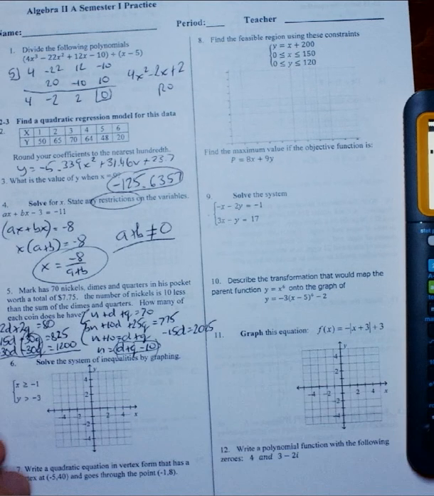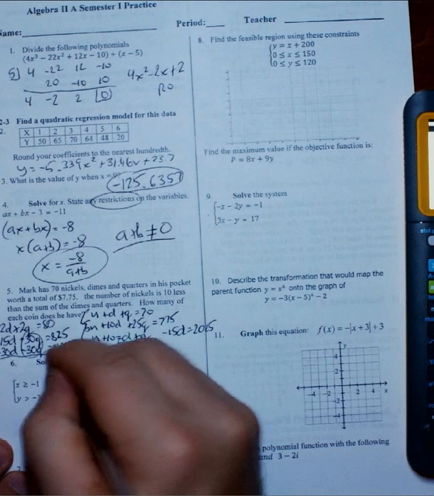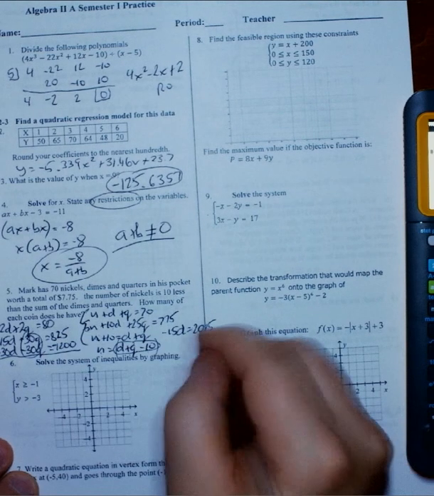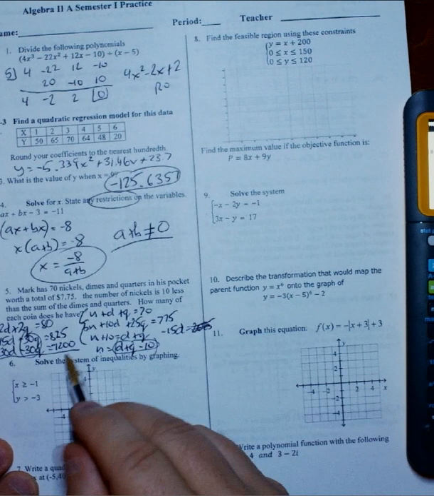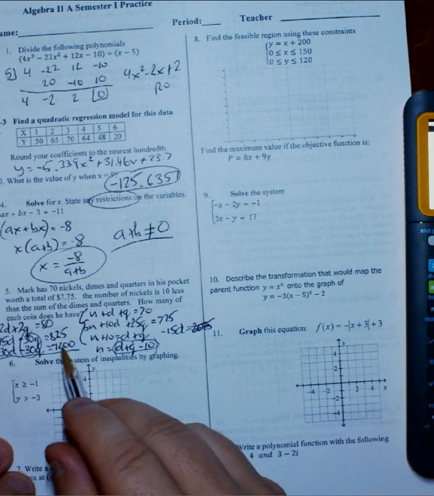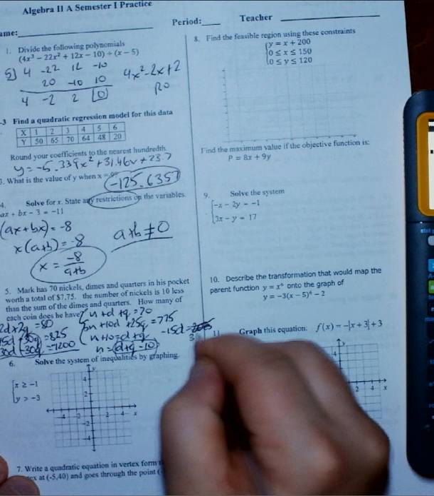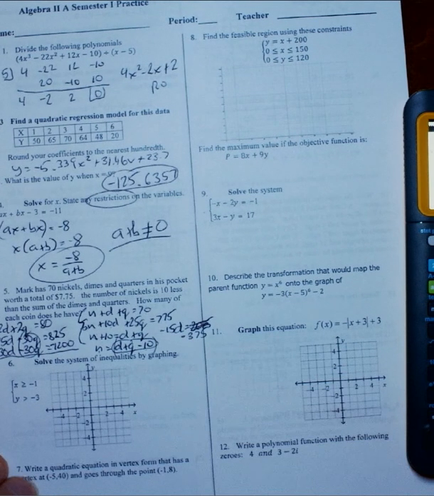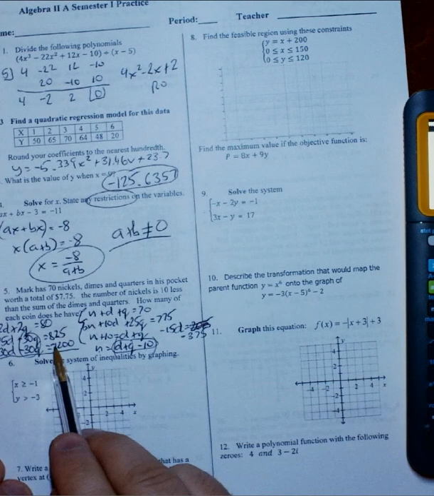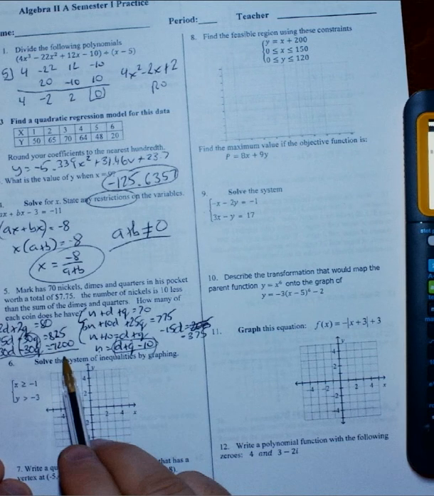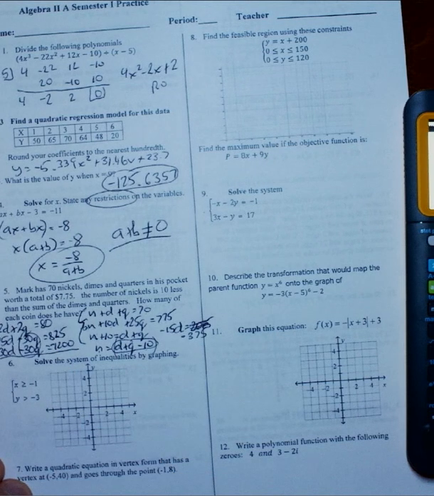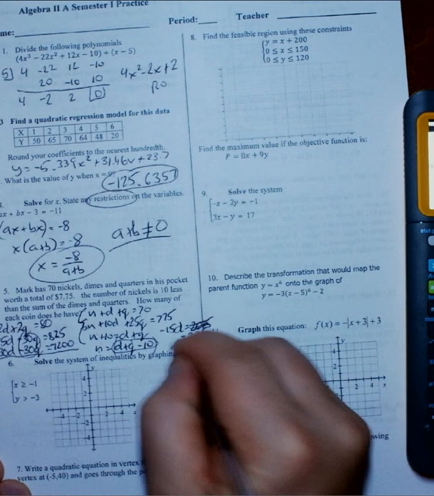So if I take, and let's see, one of those should be negative. No, that's not right then. So this is going to be not negative 2,000. It's going to be 1,200 minus 825. But that's going to be negative, which I think is negative 375, because I forgot to make that negative. So then, if I take 375 and I divide that by 15, I get 25. So the number of dimes is 25.